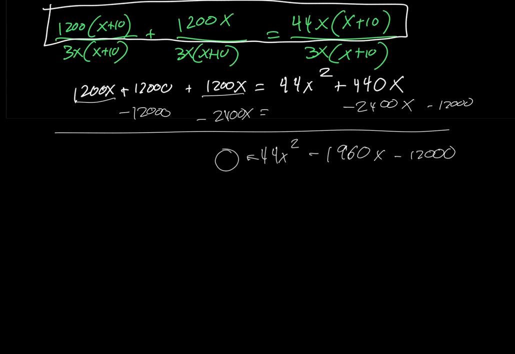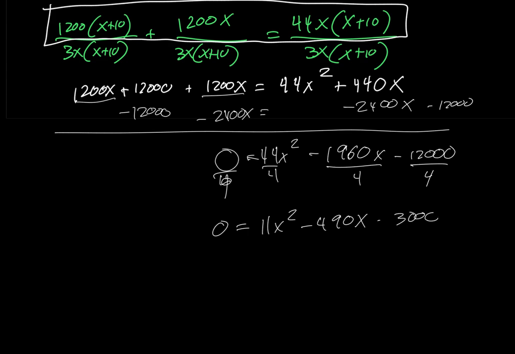What would be really nice is if they were all divisible by 44, but they're not. So what would I do? X box, complete the square, or quadratic formula. Well, they're all even. Anything I can do to make them smaller is helpful. They're all divisible by 4. This is now 11x squared minus 490x minus 3,000. At least they're slightly smaller numbers.